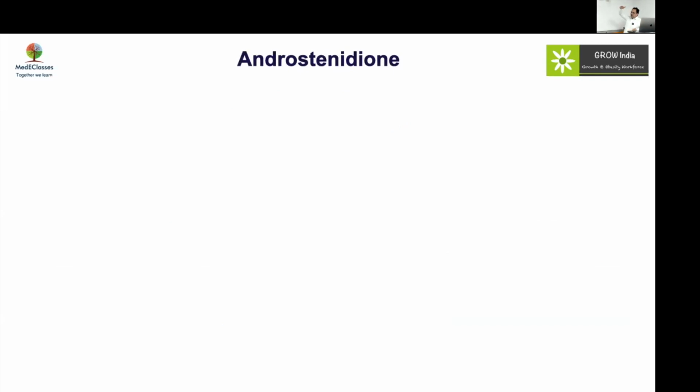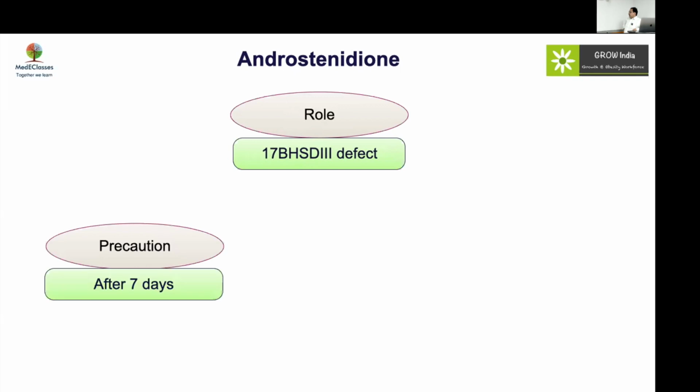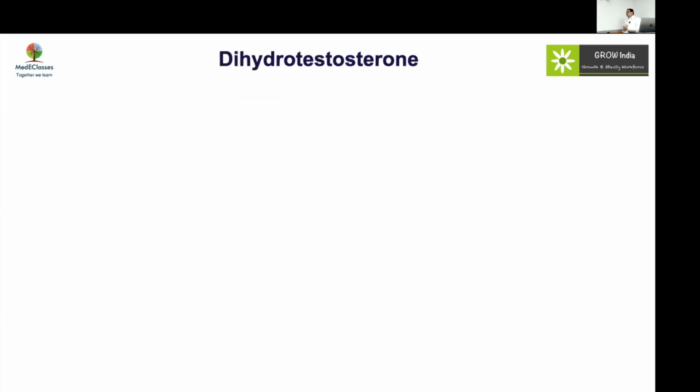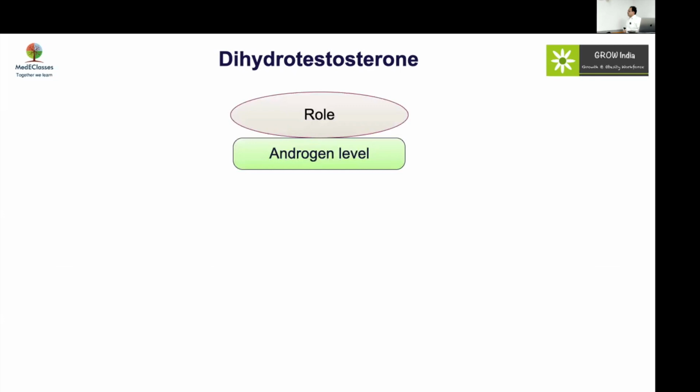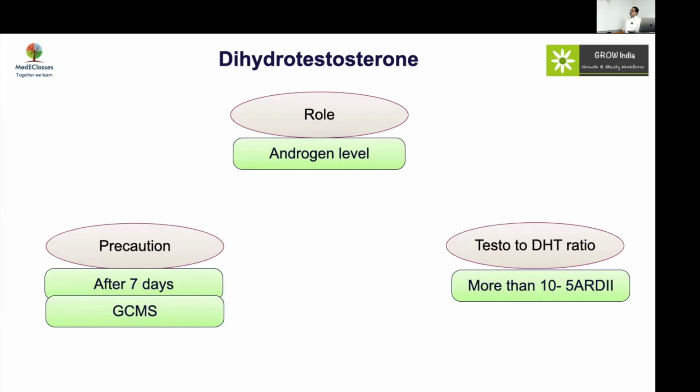If you move forward from that block, you talked about DHEAS. Now we talk about Androstenedione. The role basically is for 17 beta HSD. It will be very high there. Again, after 7 days, and if LH is not more than 0.7, do an HCG stimulation. Testosterone to androstenedione ratio, if it's less than 0.8, indicates a 17 beta HSD defect. Dihydrotestosterone, you're moving down that same cycle, which Chetan had discussed a lot. So this is a marker basically for 5-alpha reductase deficiency. Again, after 7 days, if the testosterone to DHT ratio is more than 10, it means you're dealing with 5-alpha reductase deficiency, while if it's less than 10, it is AIS.